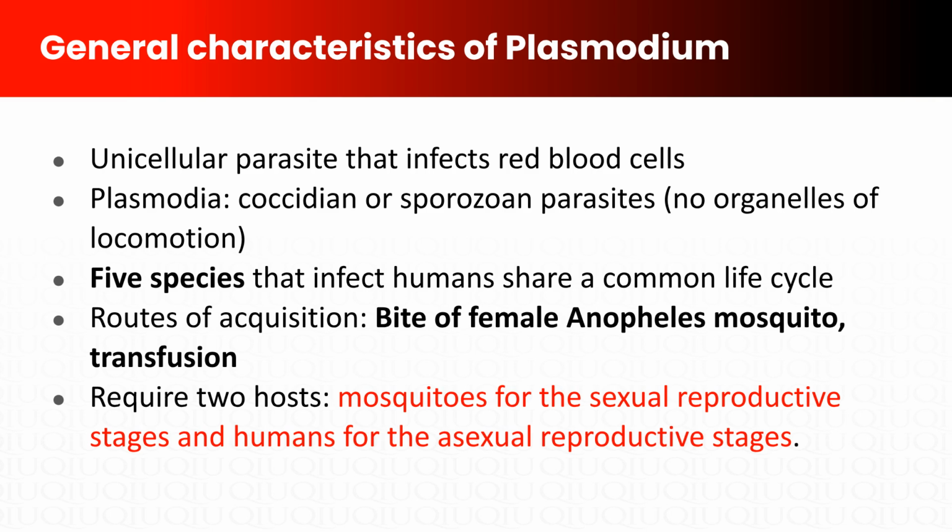Understanding the life cycle is crucial. Plasmodium requires 2 hosts. Mosquitoes serve as the definitive host where sexual reproductive stages occur, while humans are the intermediate host, where asexual reproductive stages take place.